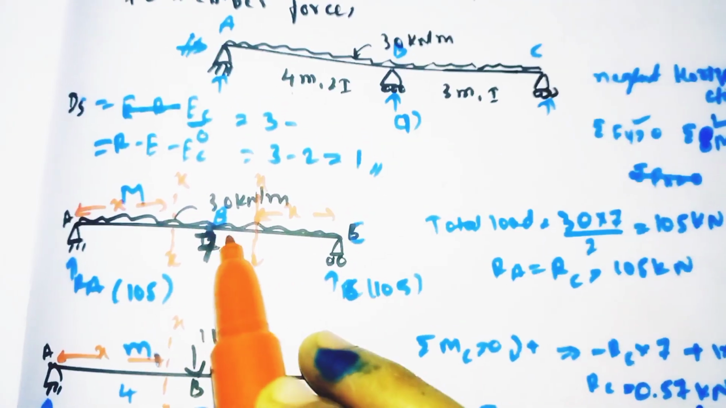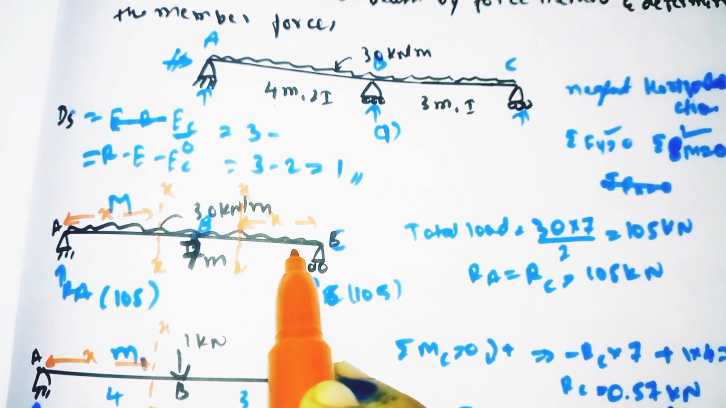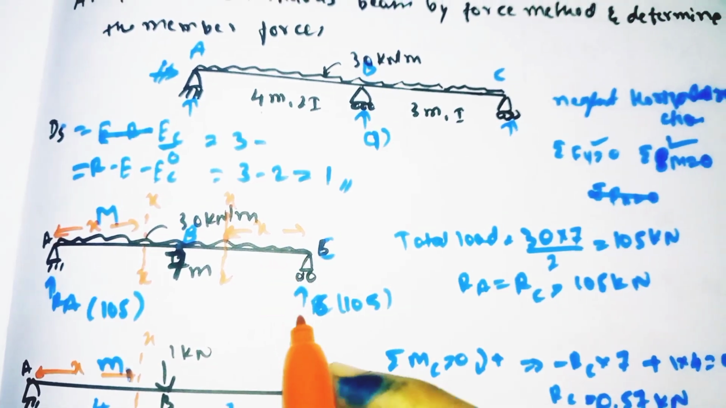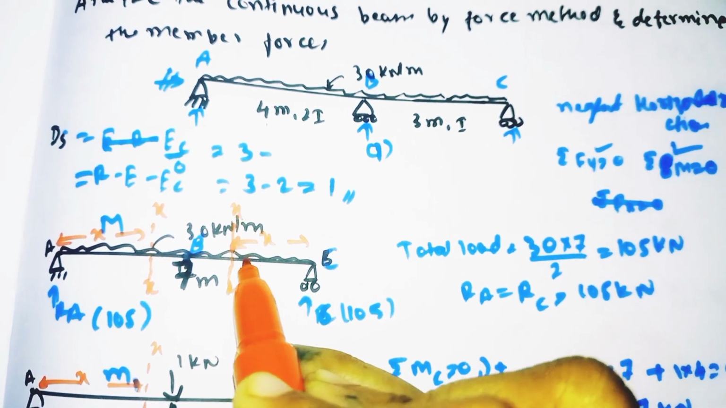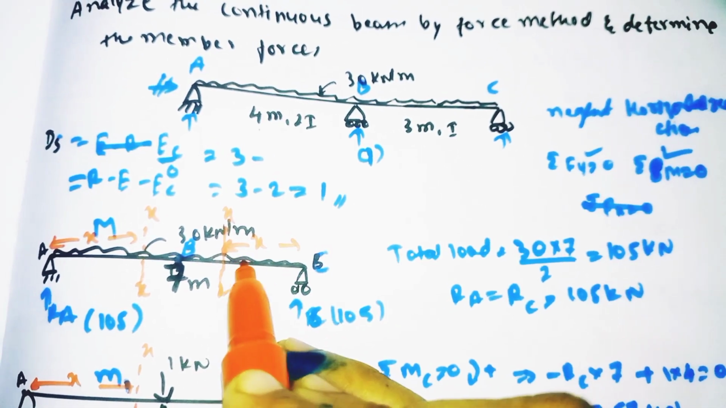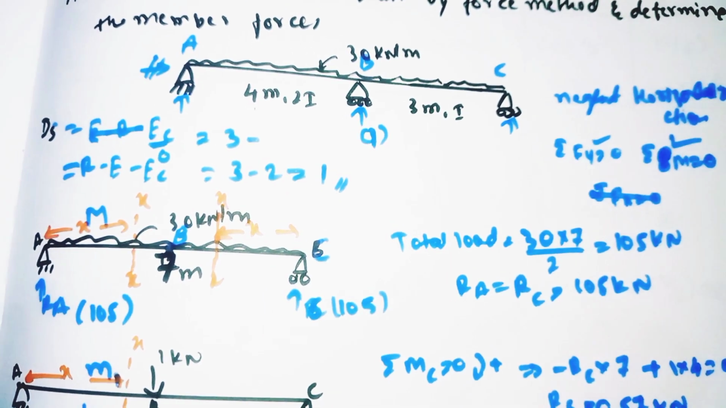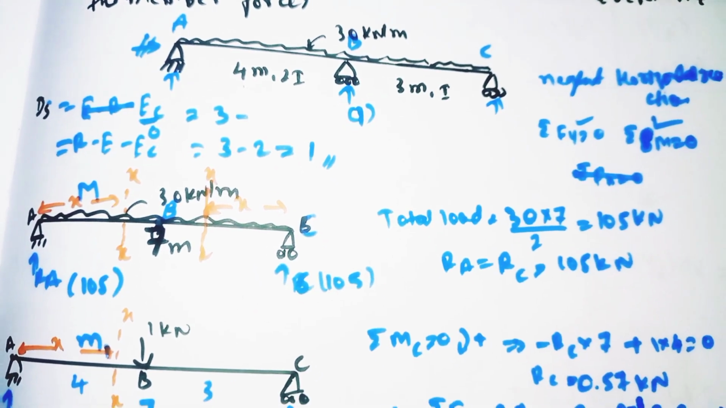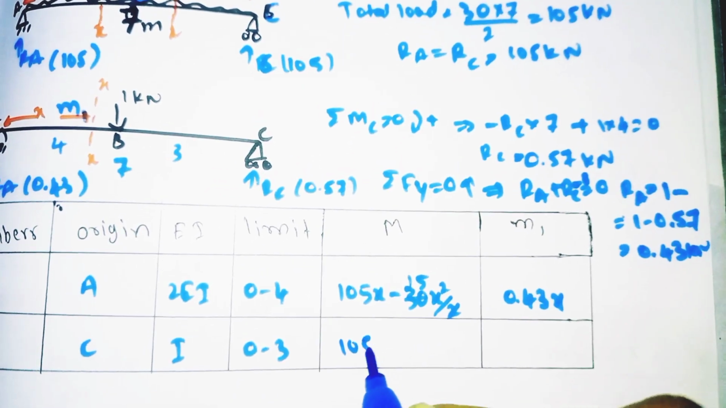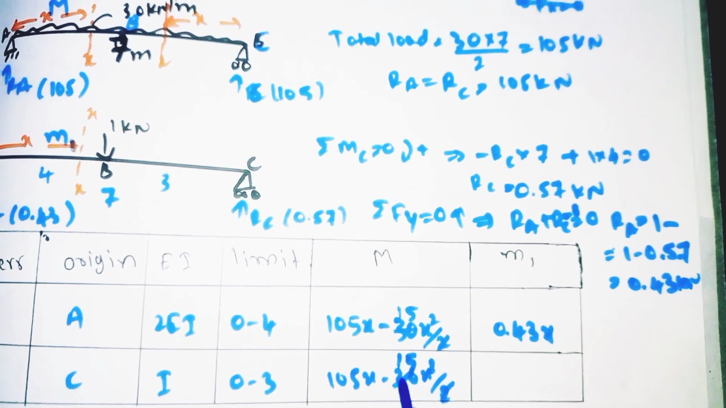So here one more load is acting, that is UDL acting. So 30 into at what distance it is acting? It is acting at a distance of x. So 30 into x divided by 2, because the UDL always acts at half of the distance. Half of the distance is nothing but our distance x, no? So half means x divided by 2. So 30 into x divided by 2 becomes 30x square divided by 2. So now we will write 105 into x, 105x minus 30 into x square divided by 2.